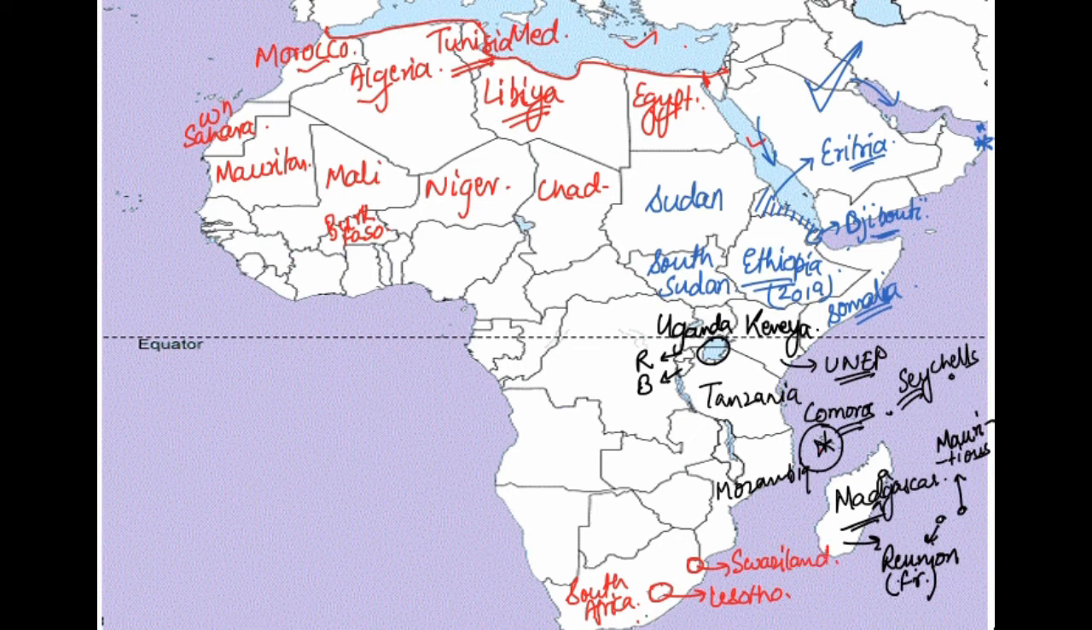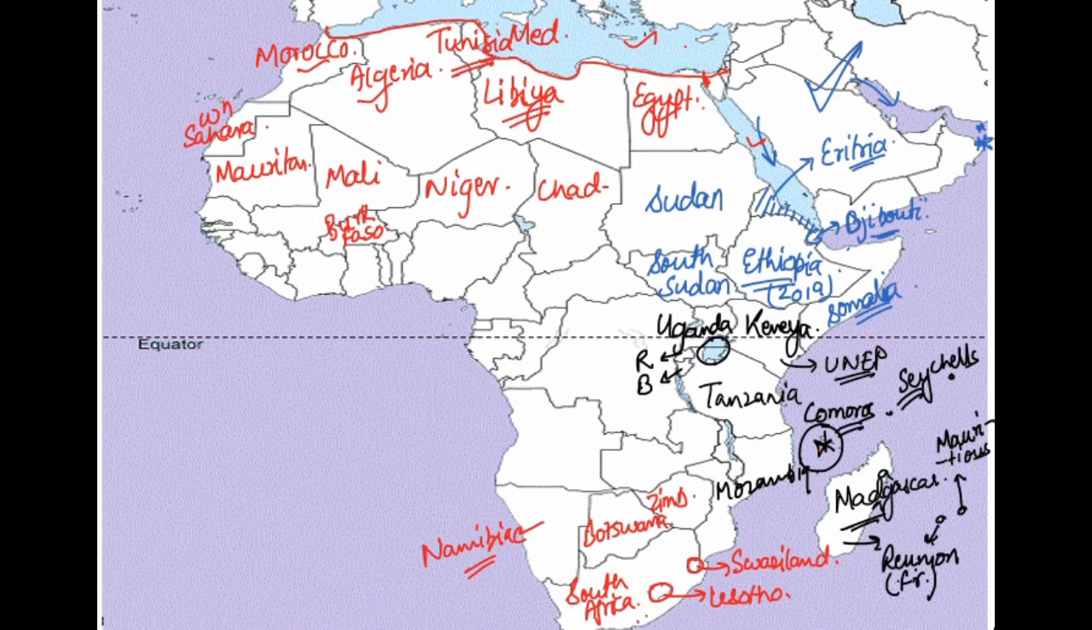Northwest of South Africa we have Namibia. Namibia was under German occupation, and later came under the occupation of South Africa, and after it became independent it was named Namibia. East of Namibia we have Botswana. Botswana is known for its cattle population, and it is one of the largest beef exporters. East of Botswana we have Zimbabwe. Zimbabwe was a very good cricketing nation, and its capital is Harare.